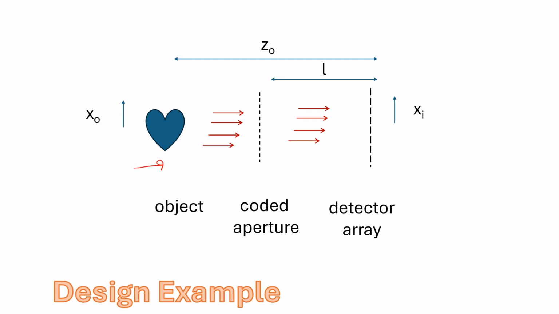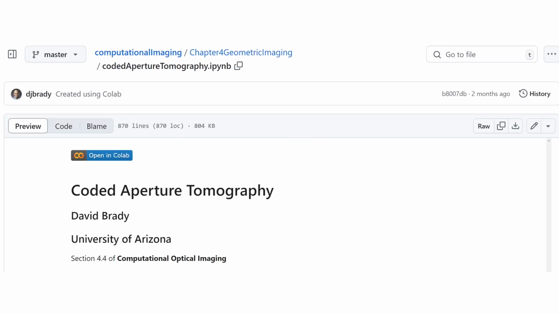And rays through this two-dimensional object are going to pass through the coded aperture on their way to a detector array. So we need to design the coded aperture and a reconstruction algorithm to try to estimate the two-dimensional object from a set of measurements along a one-dimensional detector array with a one-dimensional code. Here's the GitHub repository where this is evaluated, so I encourage you to go there and check out the code.